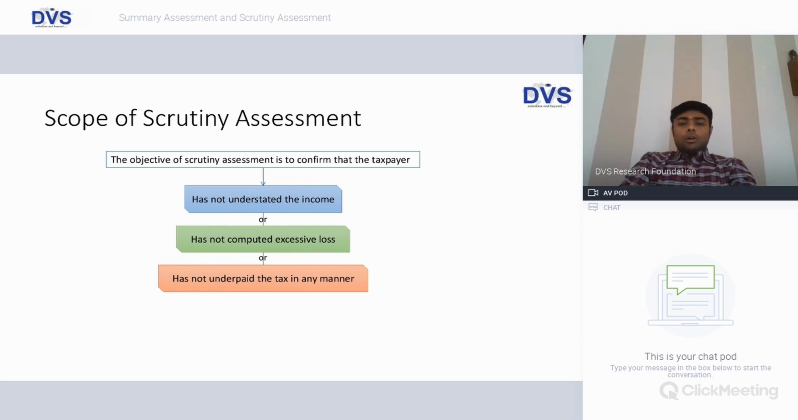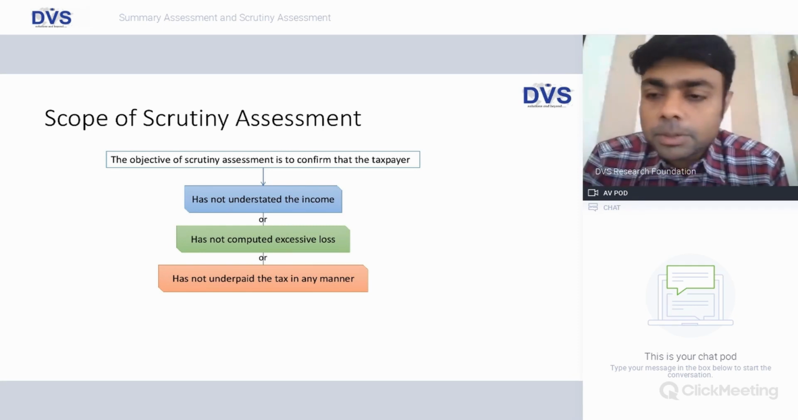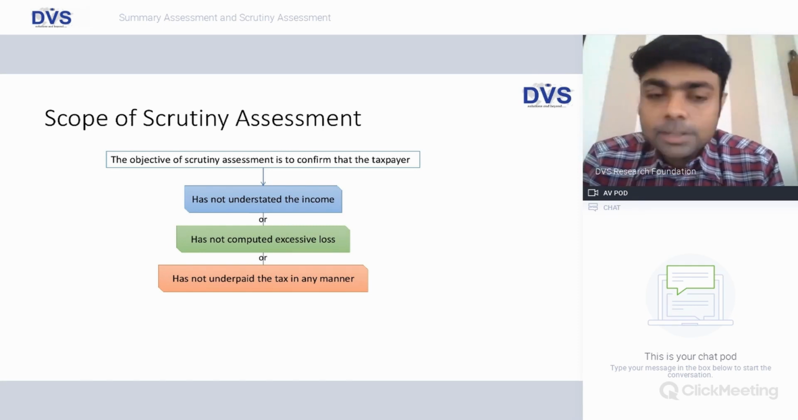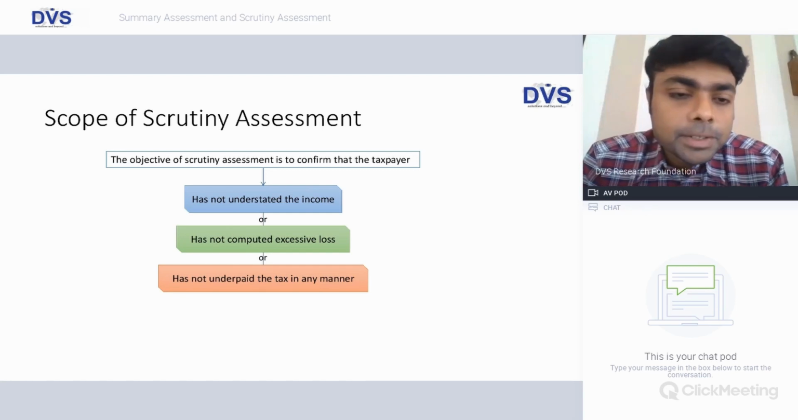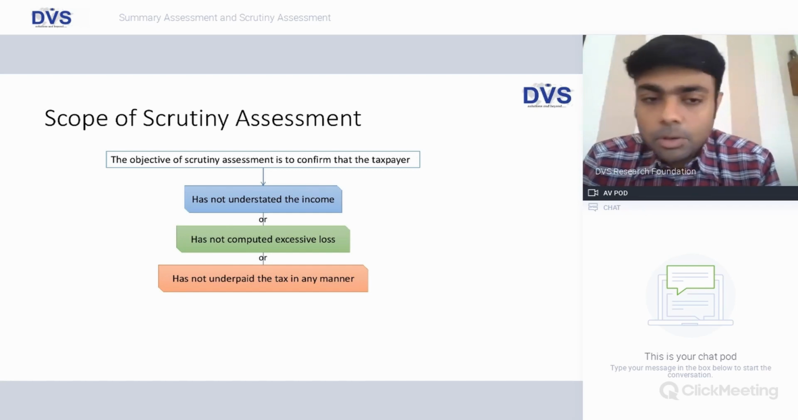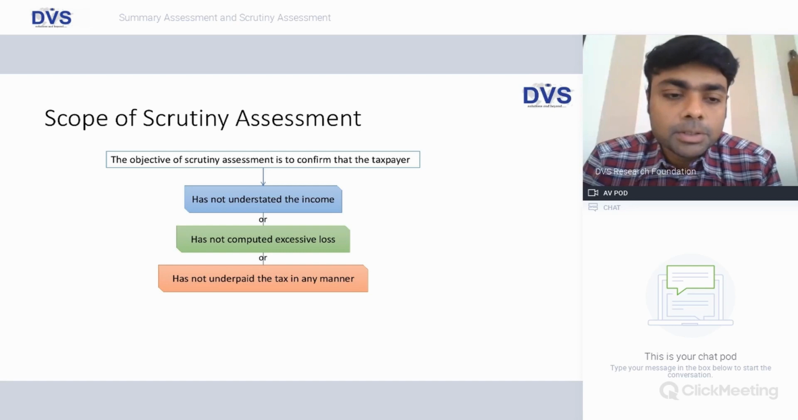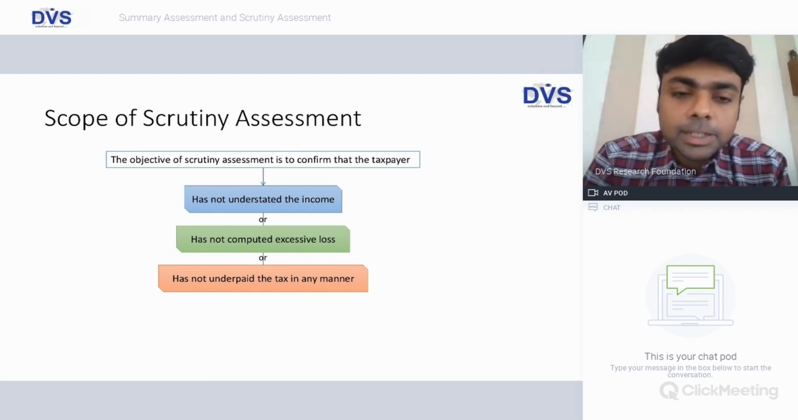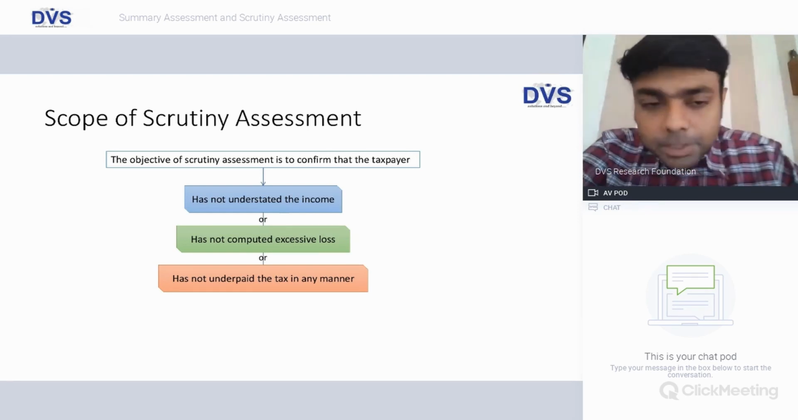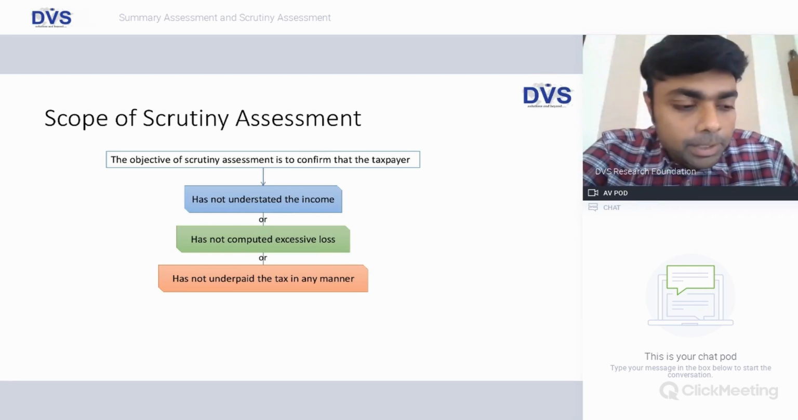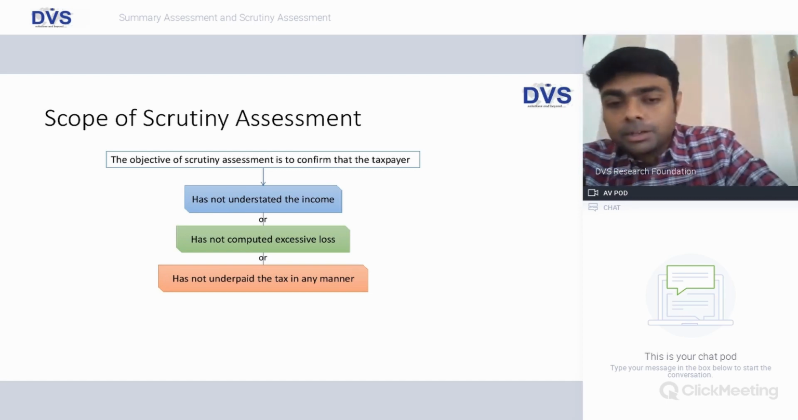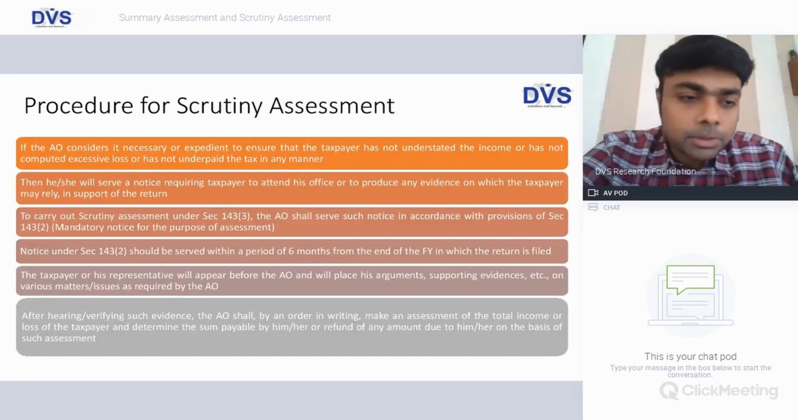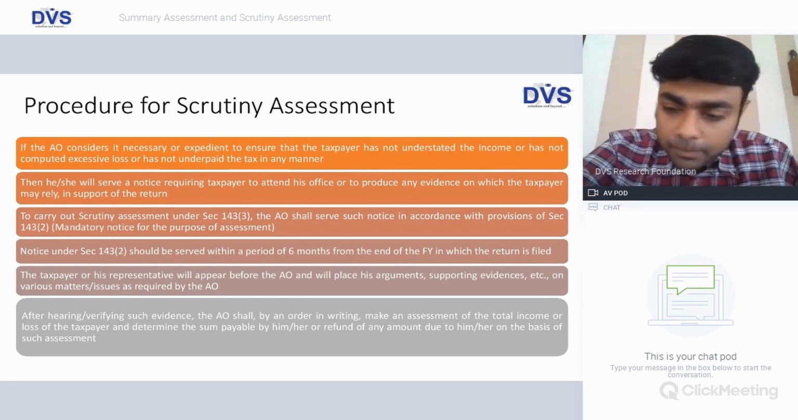The object of the scrutiny assessment is to ensure that, like the case for any assessment under income tax, the assessee has not understated the income, or has not computed excessive loss, or has not paid or underpaid tax in any manner. So the objective is threefold. Income should not be understated, loss should not be exaggerated, tax should not be underpaid. So the entire intent is to ensure that the revenue's interest is protected.